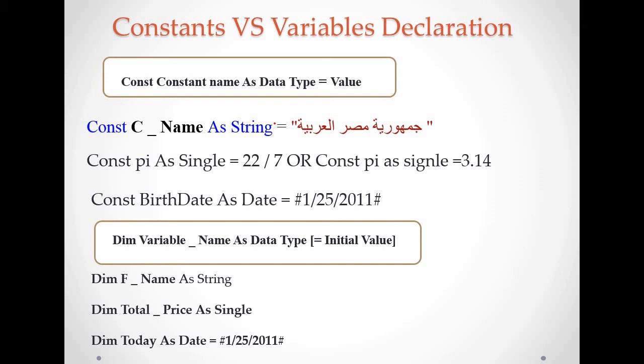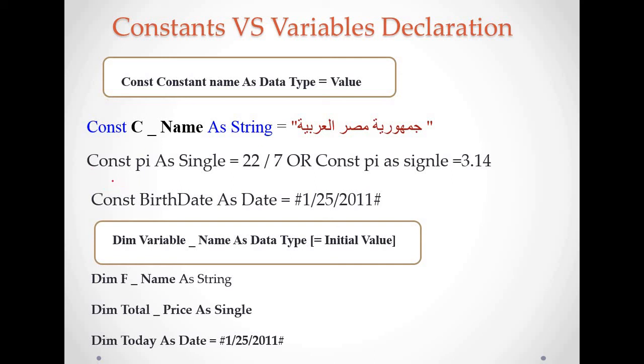As we can see, after the equal sign I have the value here. My value is a text because my data type is String. The text here is جمهورية مصر العربية. By the way, the text I should put between two quotation marks, as this one. So this is the value of the constant, which is String as a data type to write the text.